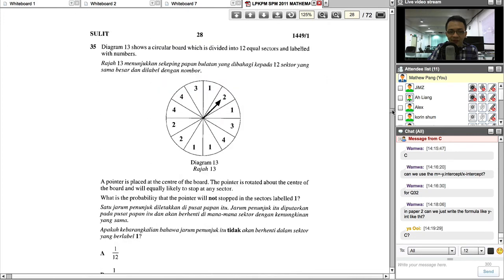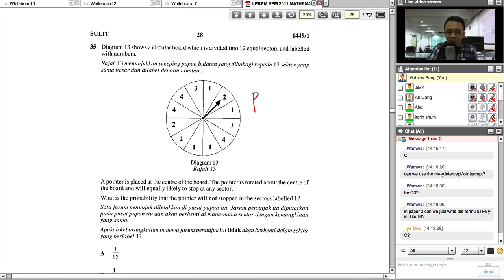Okay, 35 is a probability also. So you have a circular board which is divided into 12 equal sectors. Means this is the same, so it's good for probability because it is the same. The pointer is placed at the center of the board. The pointer rotates about the center of the board and is equally likely to stop at any sector. Okay. So what is the probability that the pointer will not stop at the sector labeled 1?